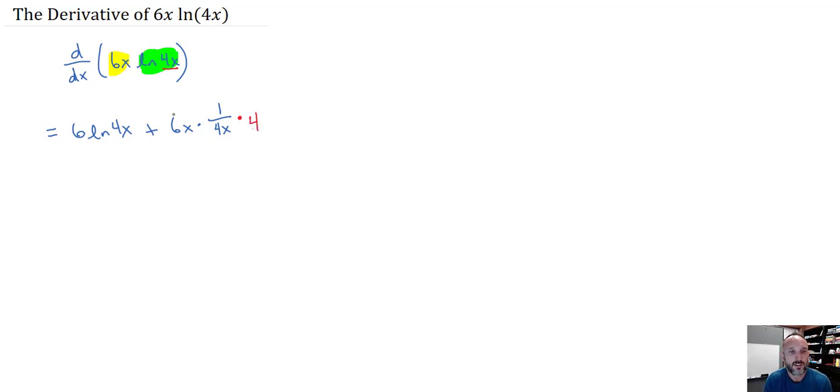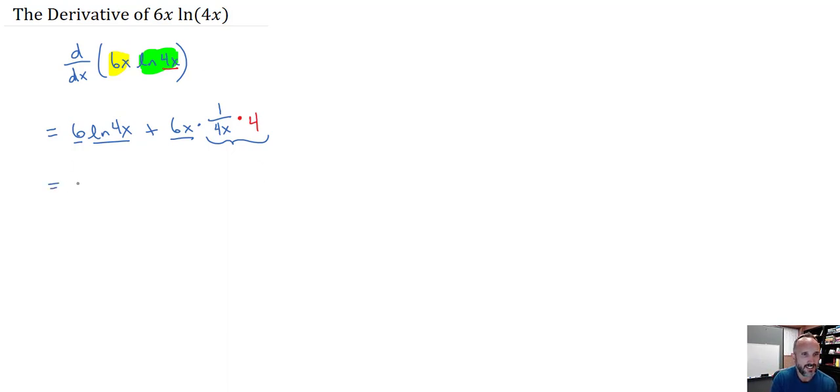So again, we have the product rule, the derivative of the first, that's 6, times the second function, just copy the second function, plus the first function times the derivative of the second function. The derivative of natural log is 1 over. But then we have a function as the input to the natural log, so by the chain rule we have to multiply by the derivative of the inner function, 4x, which just gives us 4.